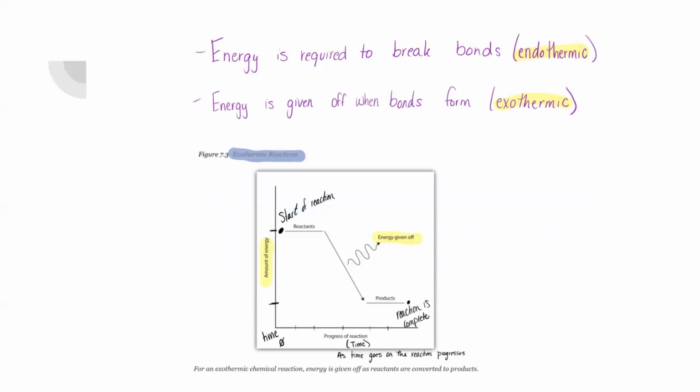And going off of what Maddie was saying about bonds, energy is required to break bonds, which we see in endothermic reactions. And when energy is given off, we will see that in exothermic reactions. This chart below is just another way to show you exothermic reactions. At the start of the reaction, you're going to have your reactants, and then when energy is given off, you're going to end up with your products. And that's what makes it exothermic.